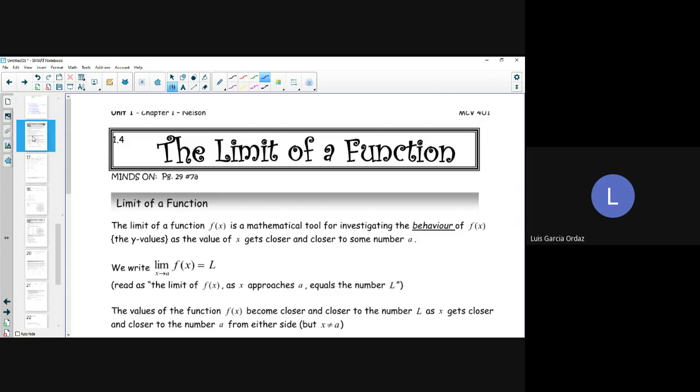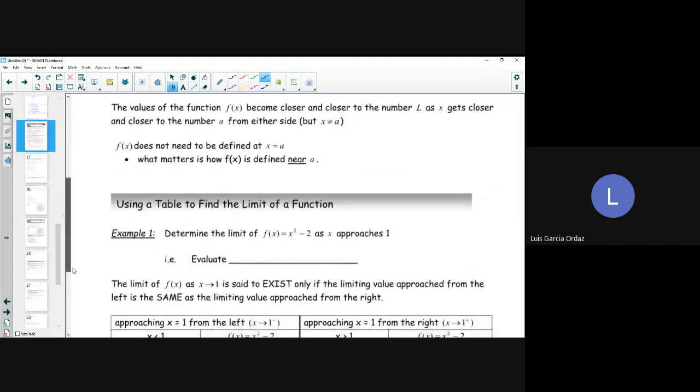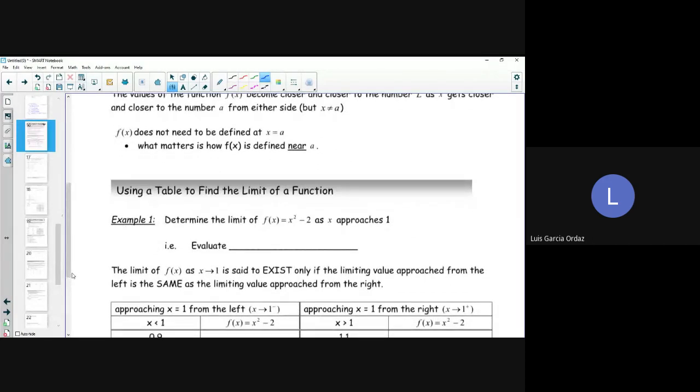So we want to write the limit as x approaches a of f of x is equal to L. We read this as: the limit of f of x as x approaches a is equal to the number L. So the values of the function f of x become closer and closer to the number L as x gets closer and closer to the number a from either side. But x can never equal a. It will get closer and closer, but it will never be a. f of x does not need to be defined at x equal to a. What matters is how f of x is defined near the a value.